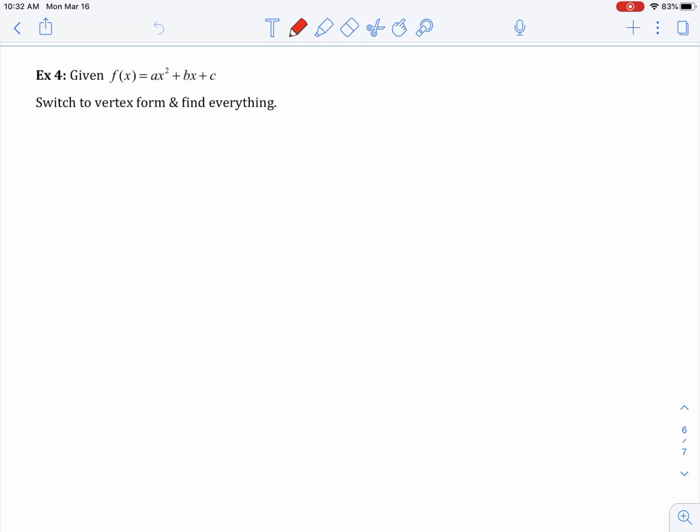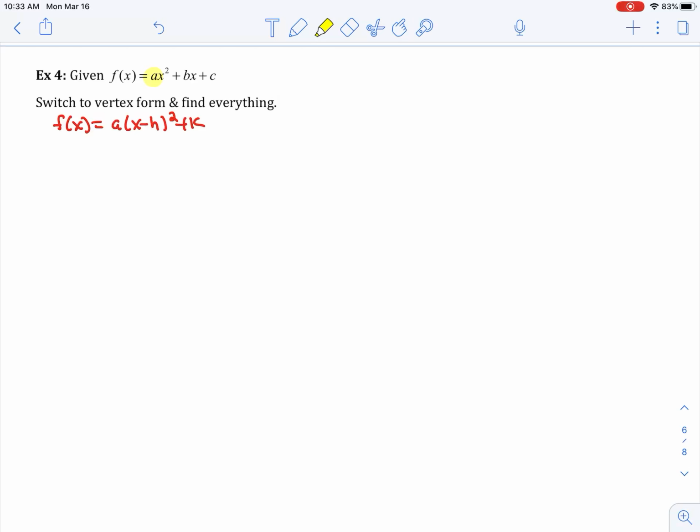So on 4, we have our generic quadratic in standard form, f of x equaling ax squared plus bx plus c. And we want to switch that to vertex form. We want to switch it to the form of f of x equaling a times x minus h quantity squared plus k. And then we want to find everything about that graph: domain, range, interval increasing, decreasing, etc. So we know that in order to take from standard form and switch to vertex form, we have to create that perfect squared quantity, which means we're going to have to complete the square.